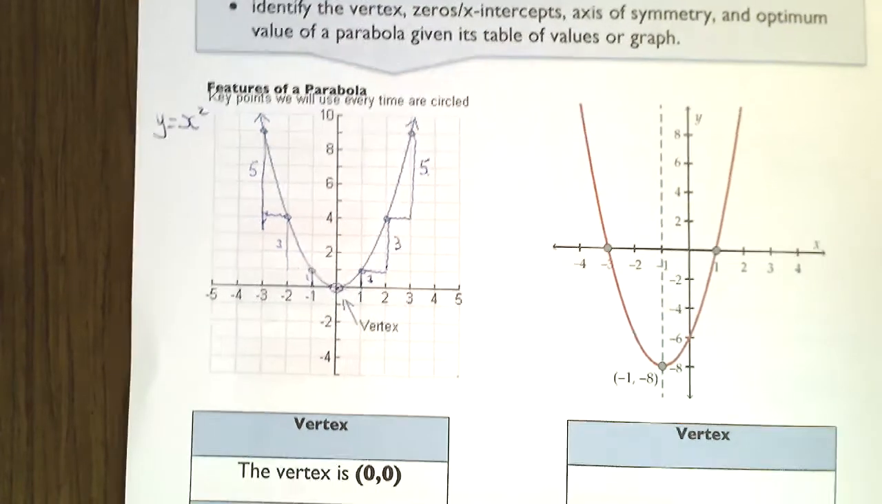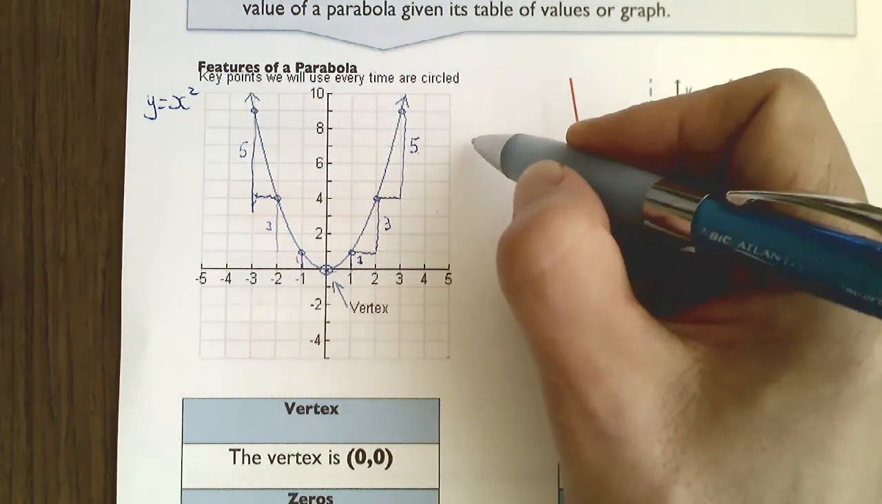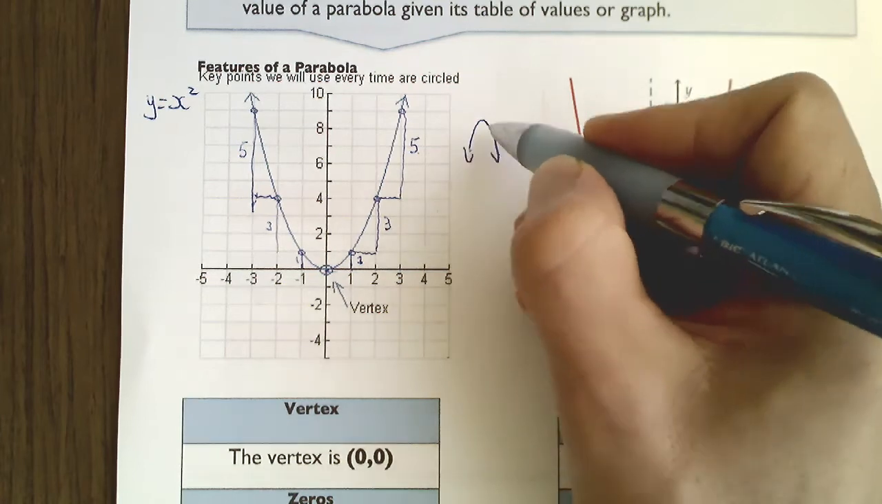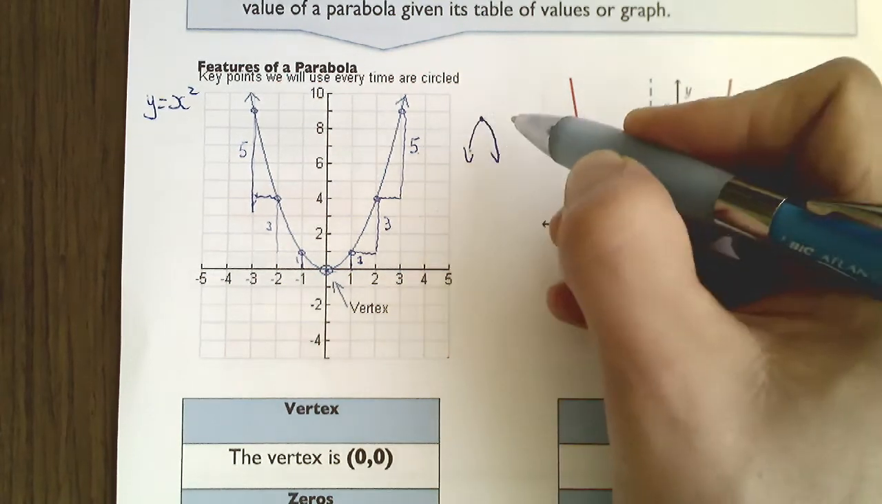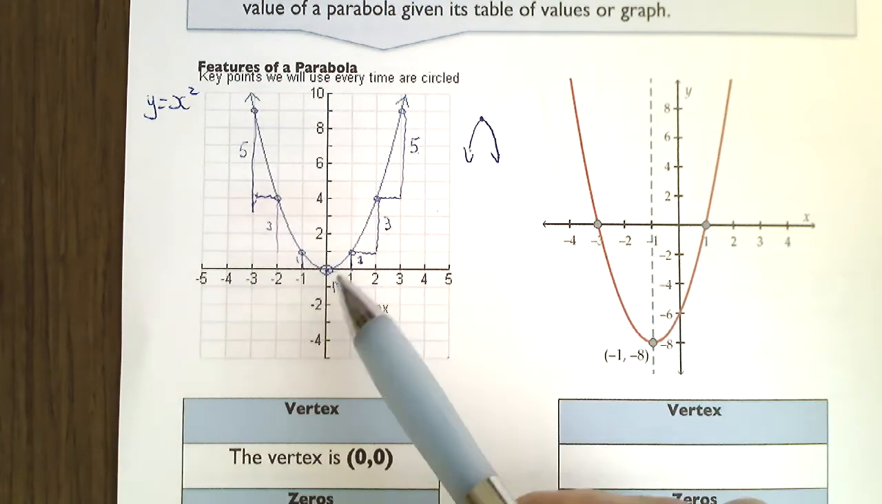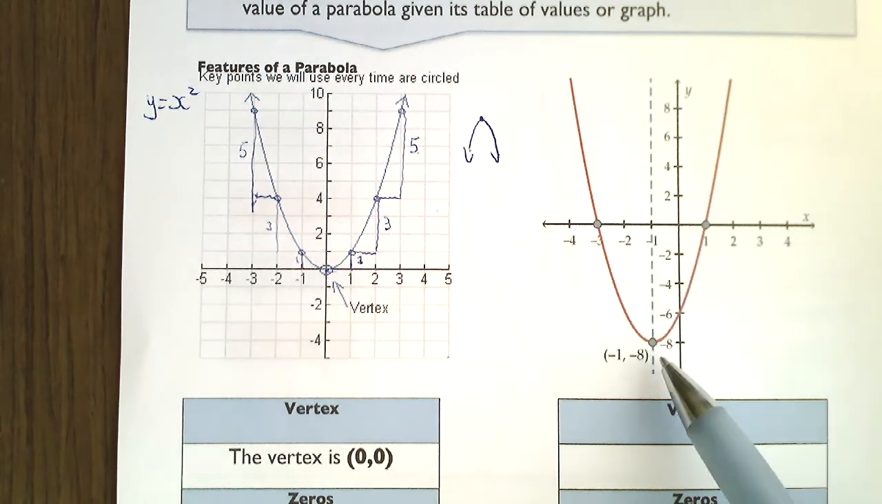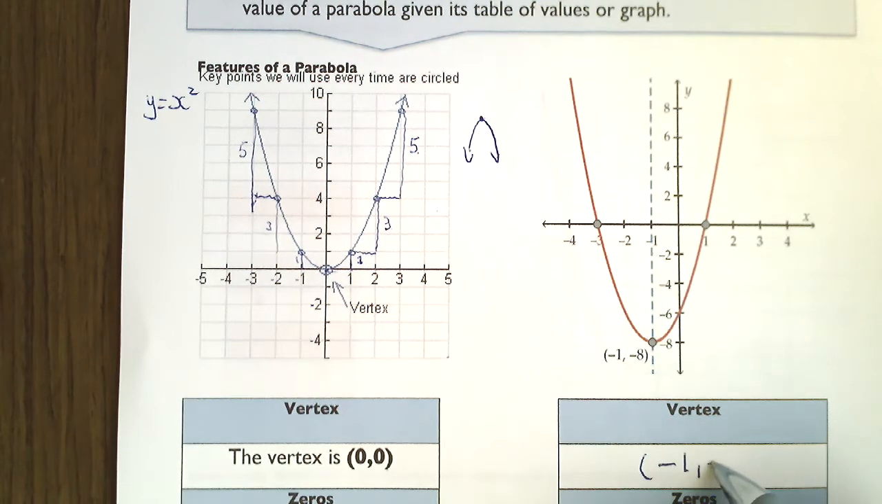But what is a vertex? The vertex is a turning point of the parabola, the bottom point on a parabola that opens up, or the top point on the parabola that opens down. So some parabolas will open down this way, and this will be the top point, top of the hill, and the bottom point of a valley. All right, so this parabola has a vertex at the origin, and the coordinates of this vertex will be (0, 0). If you look over here, this parabola has a vertex at the point (-1, -8). So we can just say that the vertex is (-1, -8).